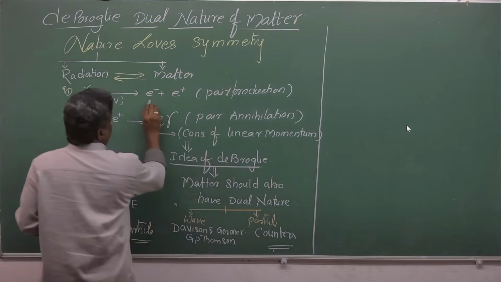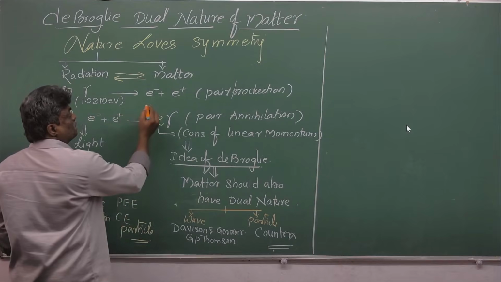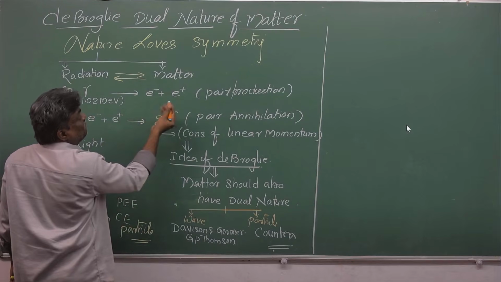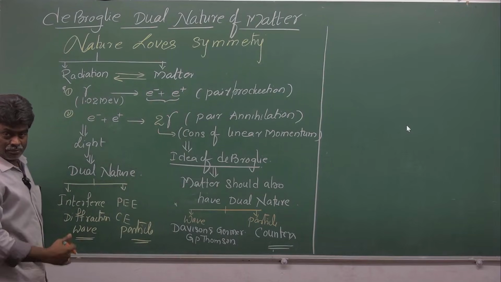So this is the electron and this is the positron. The mass is the same, but the charge is different. We will discuss that there, not now. Next, shall we proceed?